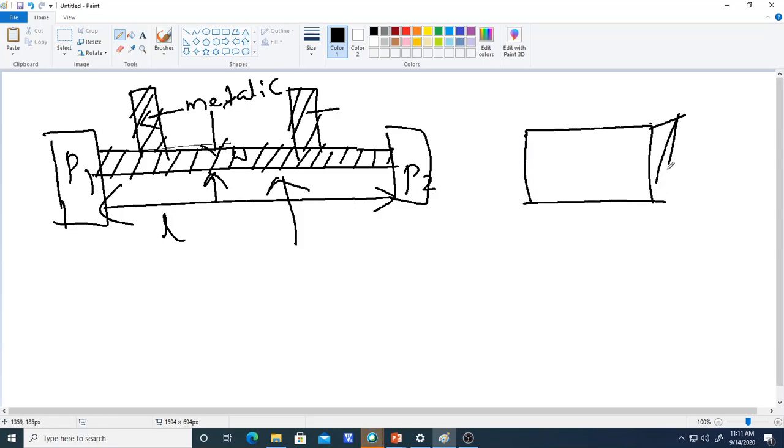So this will have some thickness, and on top of this you will have some metallic pattern. Like this, the planar version of the circuit pattern can be realized.